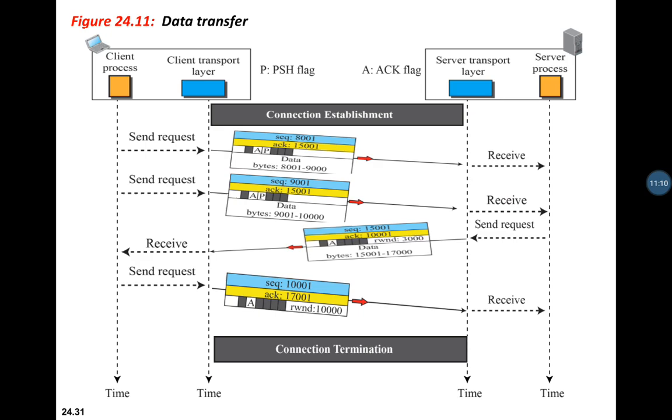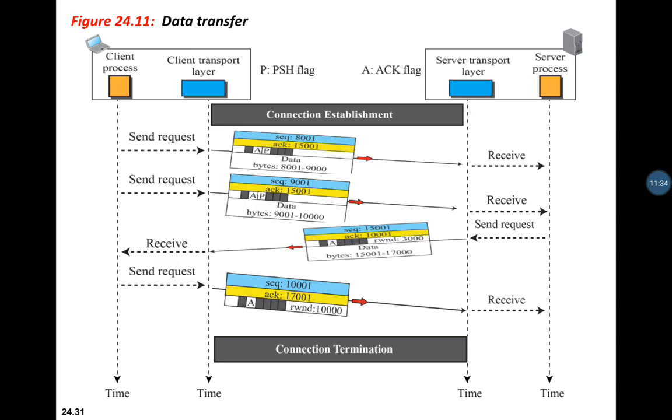Next is with respect to the urgent data. TCP is a stream-oriented protocol where data is presented from the application program to TCP as a stream of bytes. There are occasions in which the application program needs to send urgent bytes. Here the solution is that we have to send a segment with the urgent bit set.